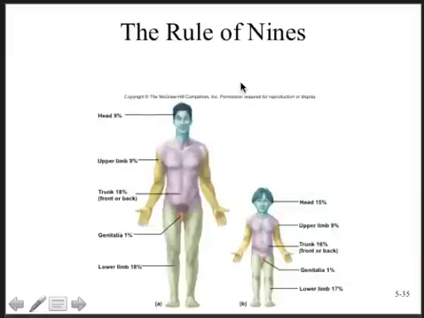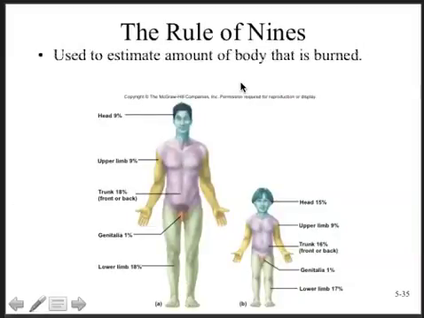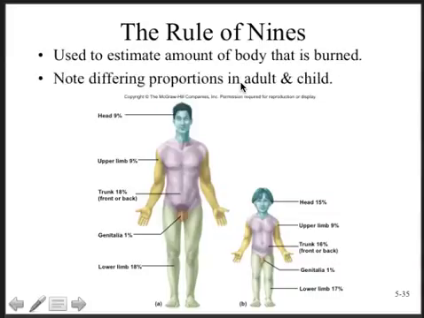And so one of the things that we do to estimate the percentage of body burned is the rule of nines, where we estimate the amount of surface area that's been damaged as a result of thermal or chemical insult. Note that there are different proportions for the adult and child. But if we look at the adult, the head and both of the upper limbs are 9% each. The trunk is 18%, another 18% on the back. The genitals, 1%, the lower limbs, each 18%, so 9% on the front, 9% on the back.